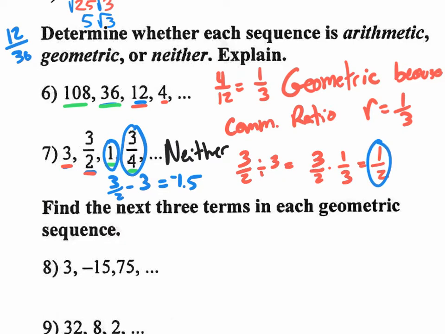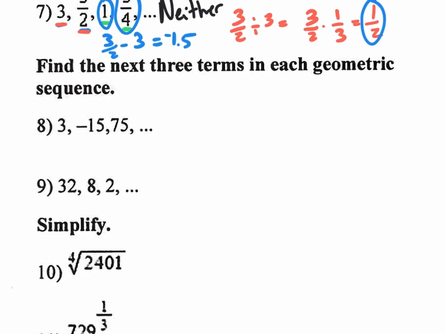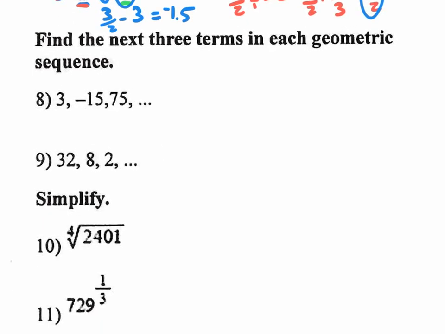Let's move on to the next one, number 8 right here. It says find the next 3 terms. Now they tell you that it's geometric, which means that there's a common ratio. Okay? So what we need to do is use that common ratio to find the next couple of terms, the next 3 terms to be exact. So let's take a look at number 8 and let's identify the ratio, the common ratio.